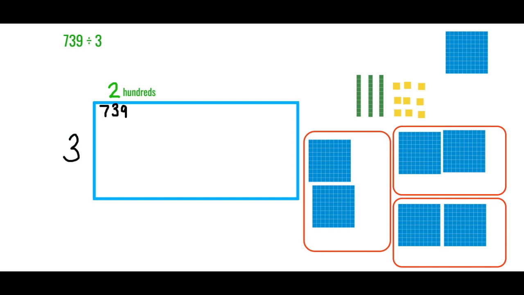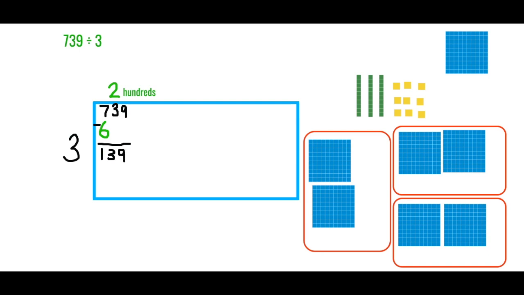So since I know 3 times 2 is 6, that means I'm giving away 6 of them, and I need to subtract that from the 7 that I already had. So, as you guys know, 7 minus 6 is just 1. And you can see from our model that, yeah, that makes sense. We have 100 left over. And we didn't do anything to the 39, so I'm just going to bring this 39 down.